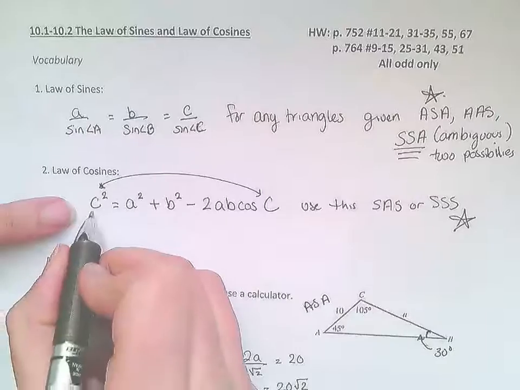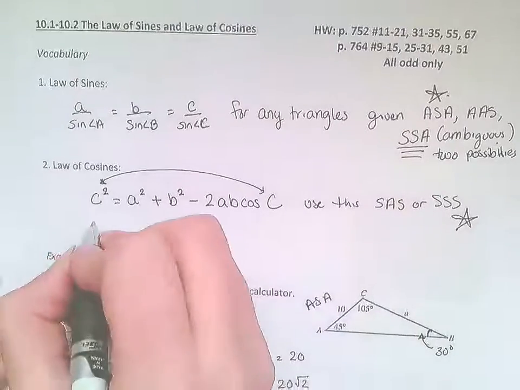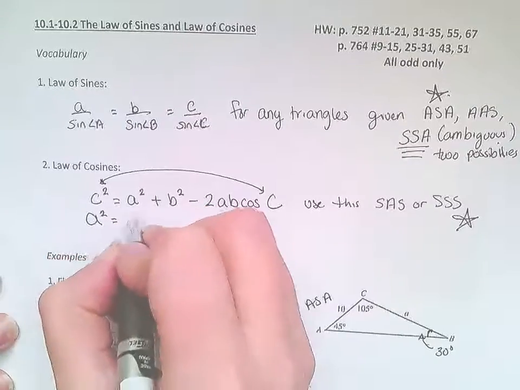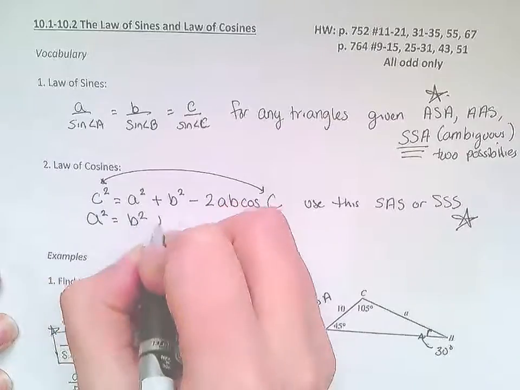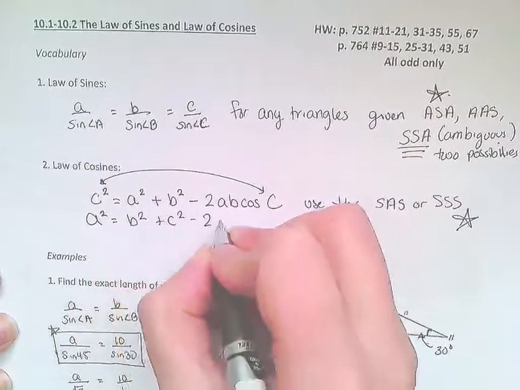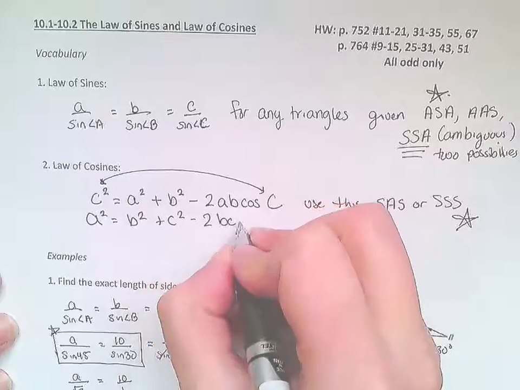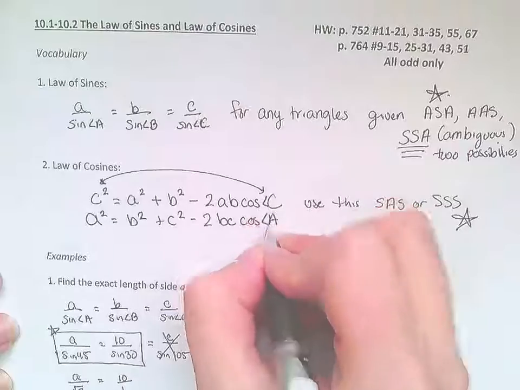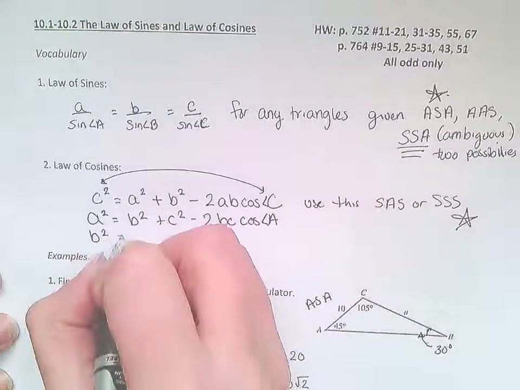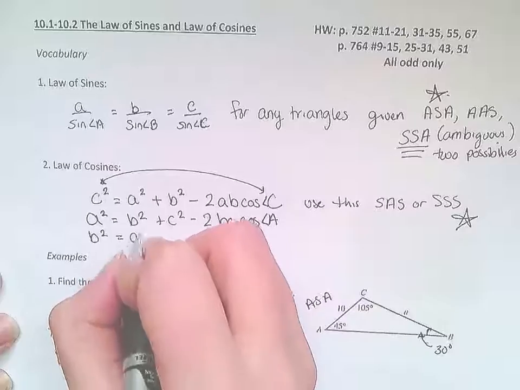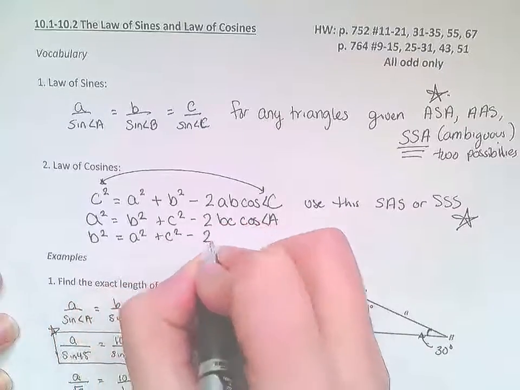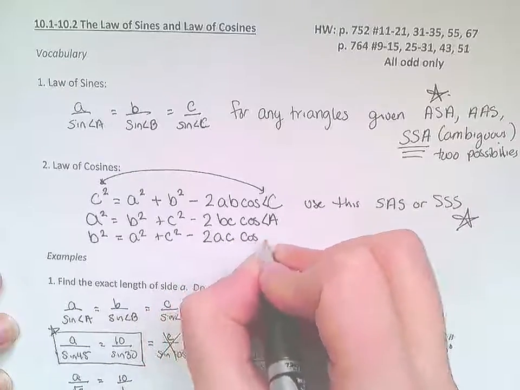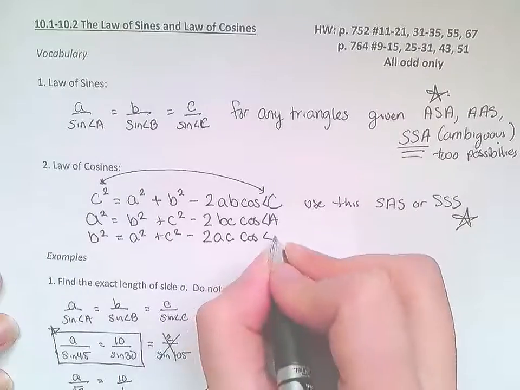Now keep in mind that this can be rearranged, okay? If your unknown is a squared, for example, the only difference is that here you're going to have b squared plus c squared, and here it's going to be 2bc, and then here it's going to be cosine of angle A. Okay? And the same thing for b. So here you're going to have a squared and c squared, and then in this portion you're going to have 2 times ac, and of course it's going to be cosine of angle A.